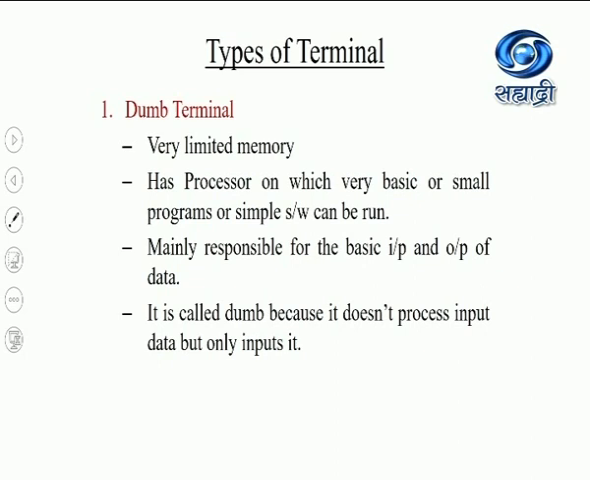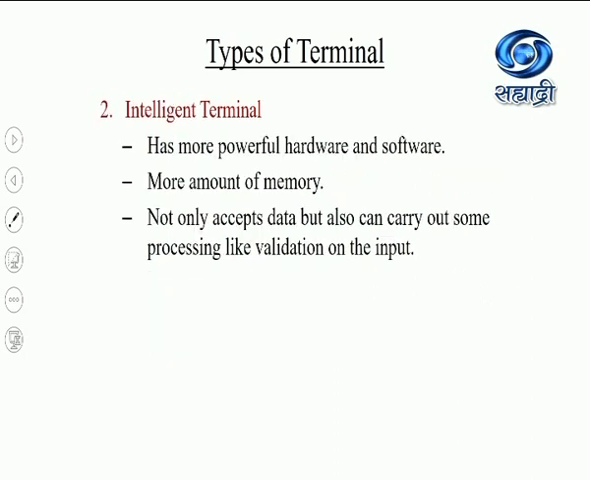It is called dumb because it doesn't process input data but only inputs it. Next type of terminal is the intelligent terminal. Intelligent terminal has more powerful hardware and software. More amount of memory is there in intelligent terminal. It not only accepts the data, but it also can carry out some processing like validations on the input data. It is called intelligent terminal because it processes the data.